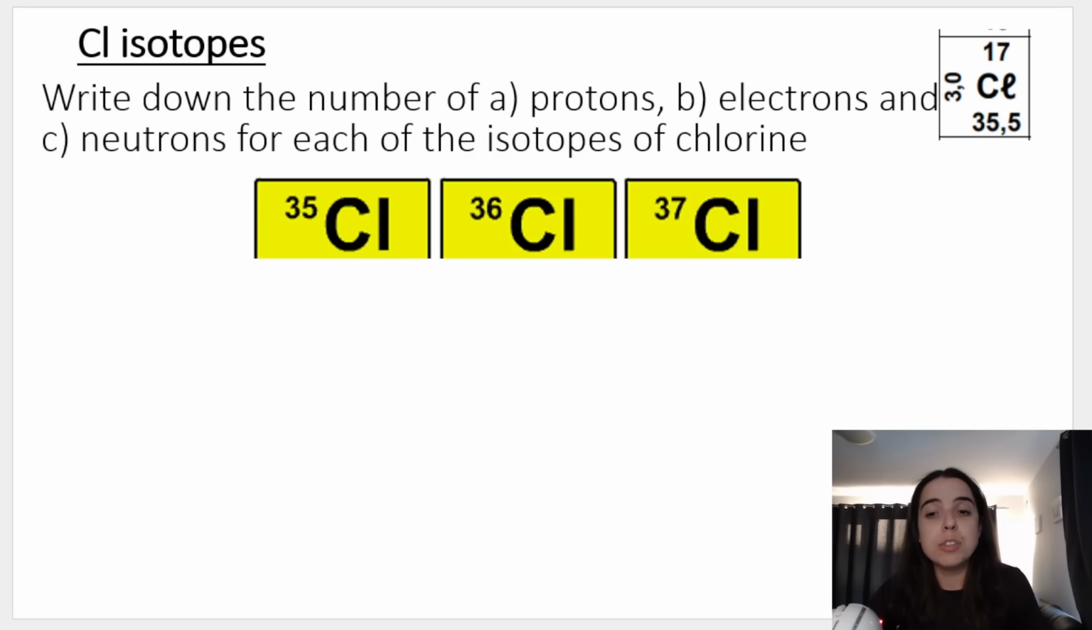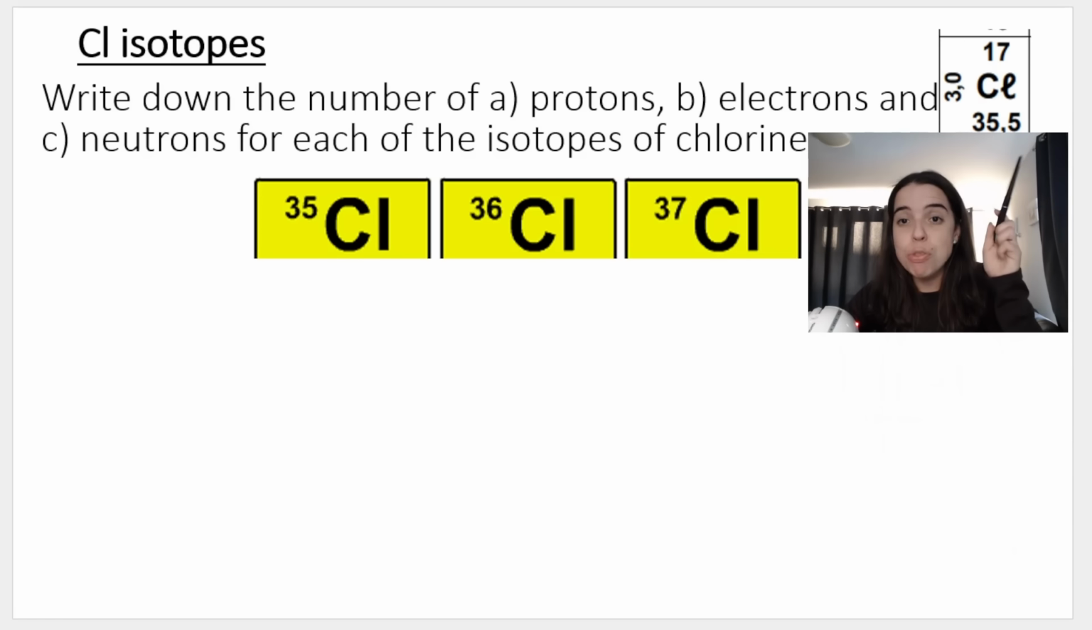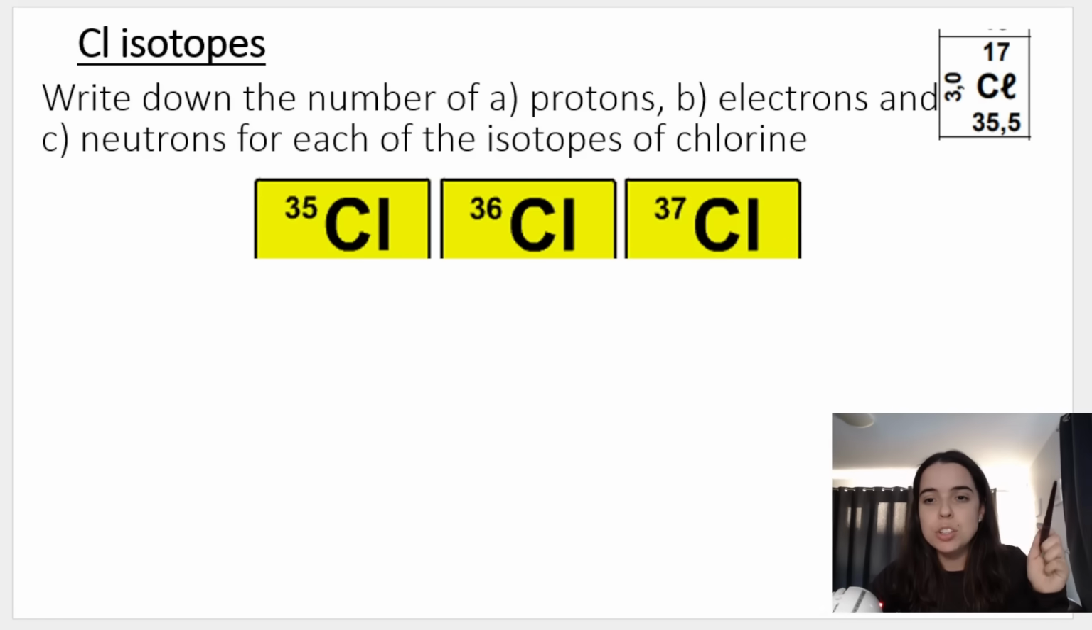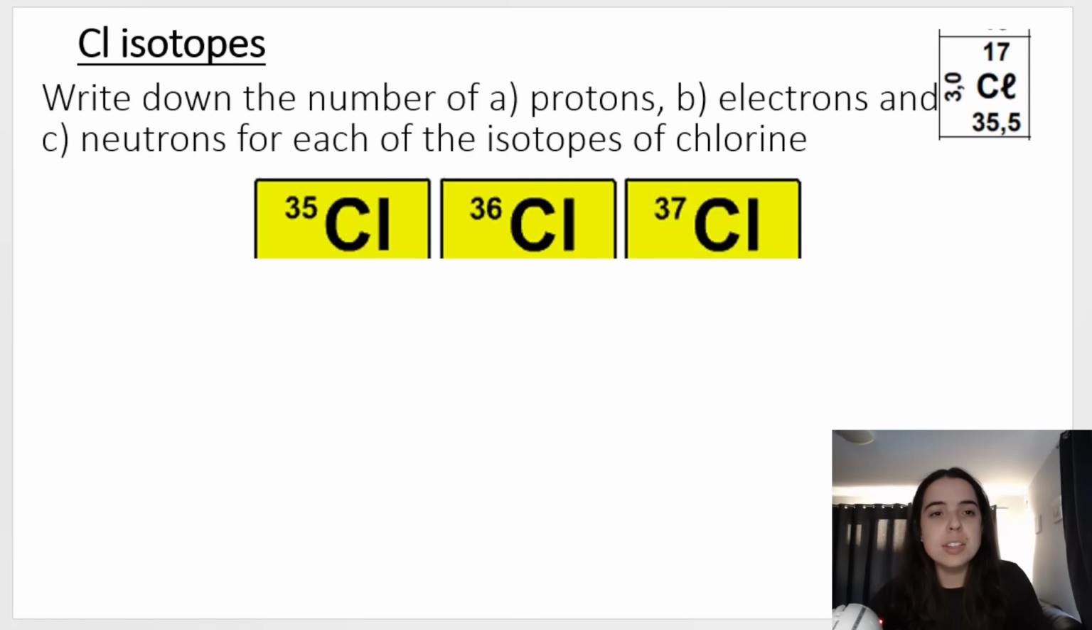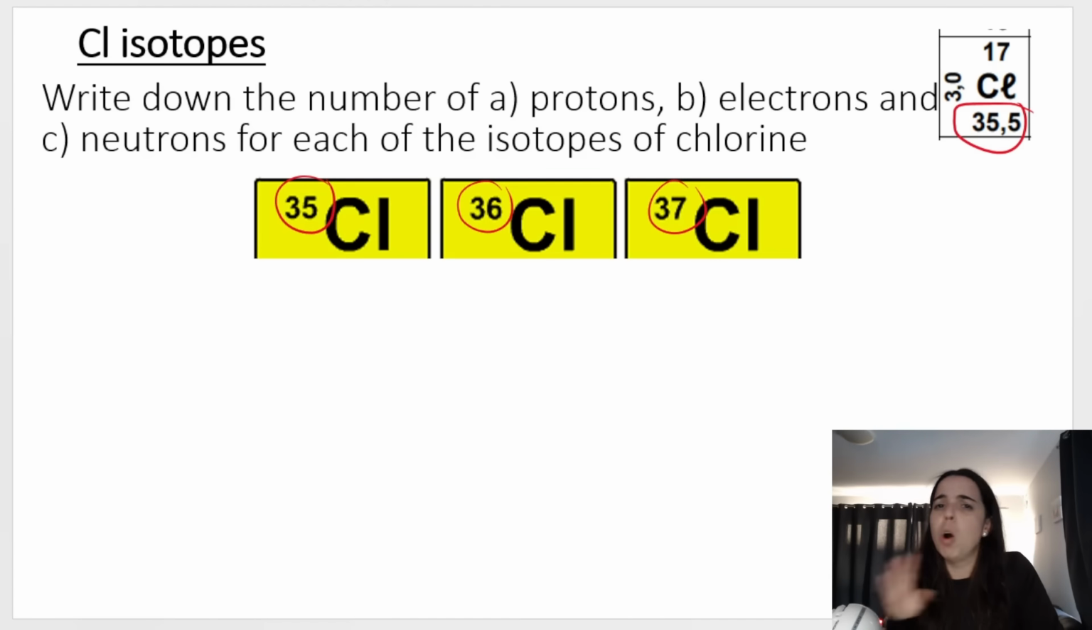And I want you to answer the following. Write down the number of protons, electrons, and neutrons for each of these isotopes of chlorine. And what I've done for your reference is I've just pasted what we see on the periodic table over here. So in essence, this number over here that we see on the periodic table is kind of like an average of these three. And you might be saying to me, whoa, ma'am.